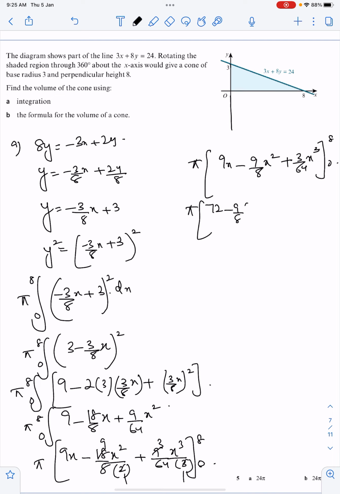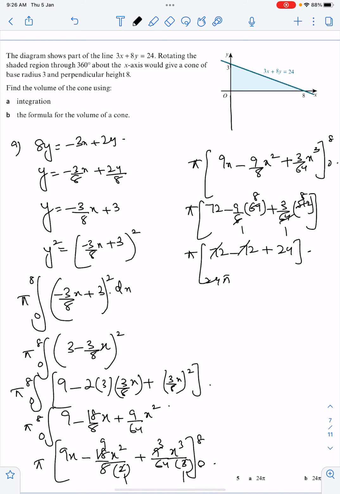72 minus 9 upon 8 times 64 plus 3 upon 64 times 8 cubed, which is 512. If I put the boundary of 0, this will become 0, this will become 0, and this will also become 0, so no use putting those. So I'm just simply solving this. 72 minus 72 plus 64 times 8, 24. So this is giving me 24 pi. So I'm getting the same answer, 24 pi.